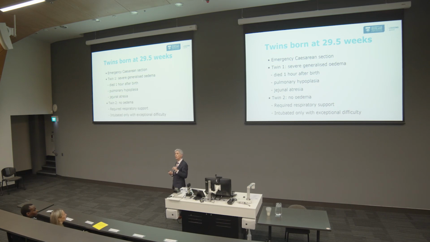And this blockage was in the jejunum, which is the second part of the small bowel, and I'll show you a diagram of that in a moment. Now the other twin was born without any evidence of hydrops, but required respiratory support and was intubated only with exceptional difficulty. Now remember, these are identical twins, so they're genetically completely identical, where DNA is completely identical. And yet here they have different characteristics.